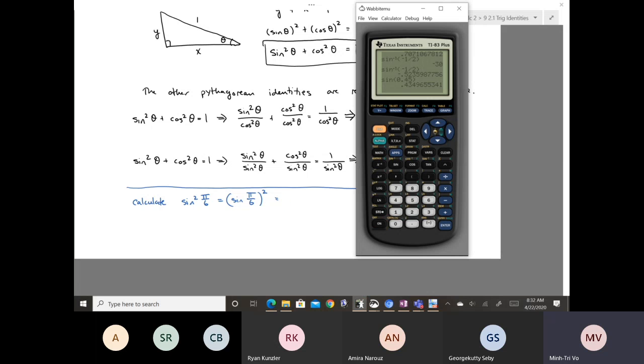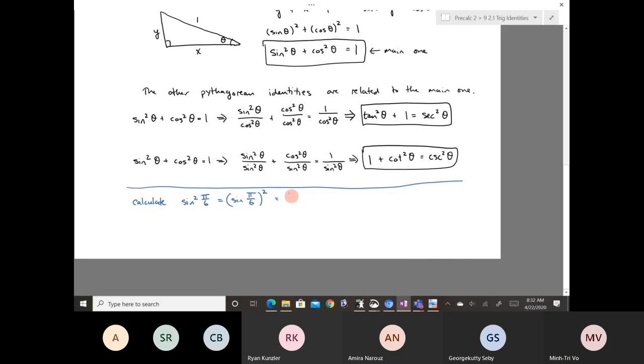Well, you do sine of, make sure I'm in radian mode, right? So sine pi over 6. This is a special angle, so it's just going to come out to be 1/2. Sine of pi over 6 is 1/2, and then the result of that is being squared. So 1/2 squared would be 1/4. Okay, so that's that.